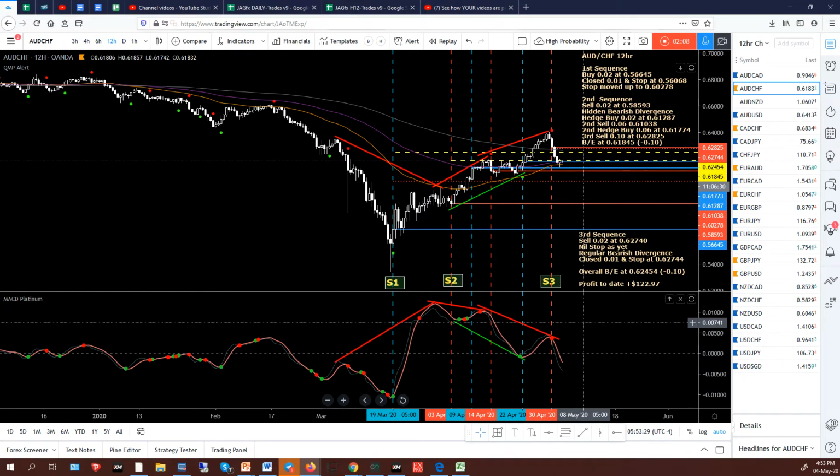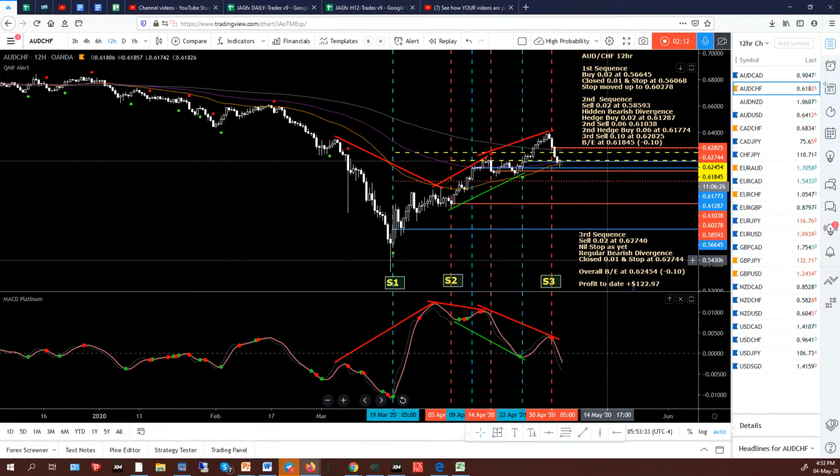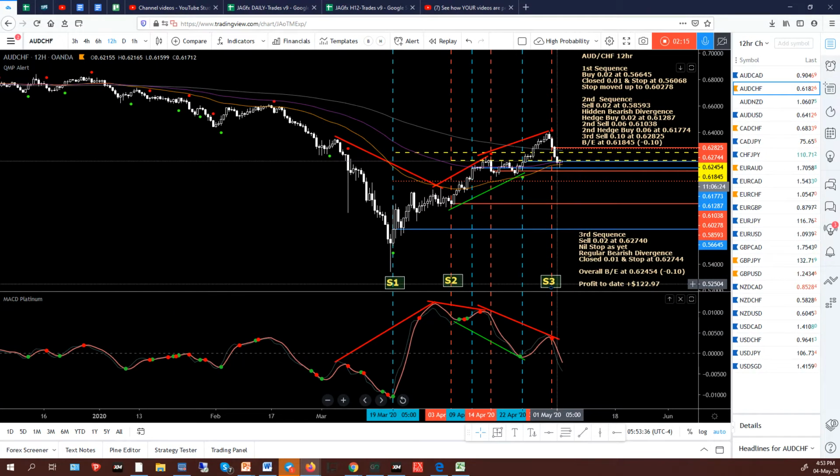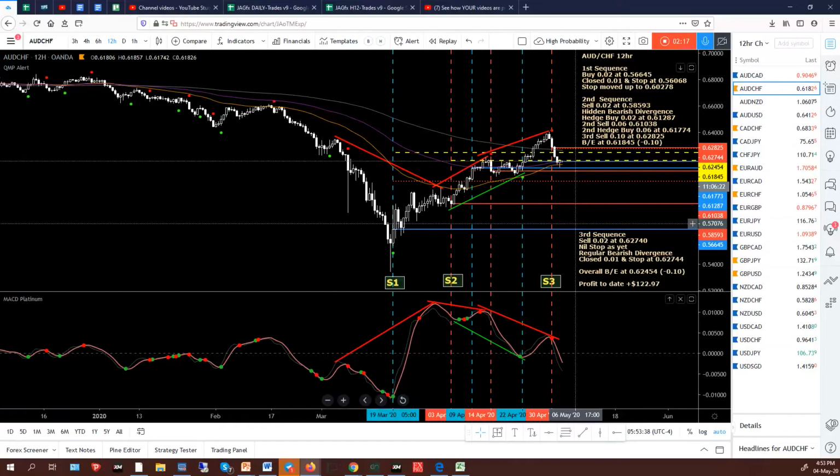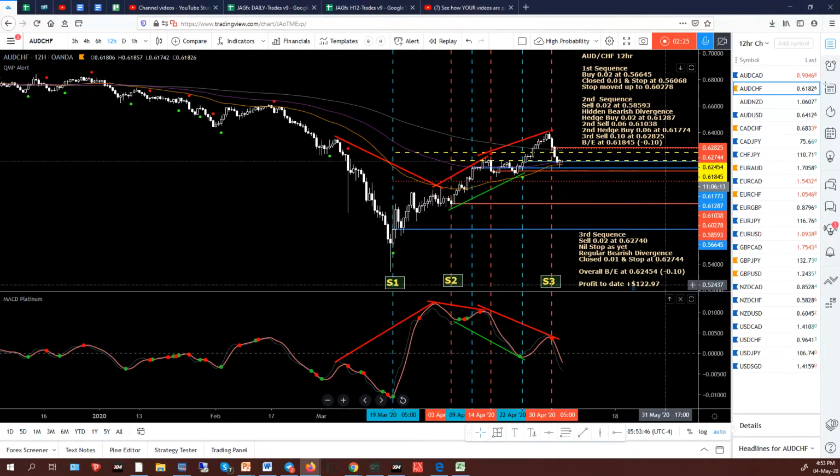So let's have a look. Aussie Swiss, what do I do? So sequence 3, which is here, I'm going to sell. I've closed one, put a stop in place below my entry level, and that gave me $15.01 profit, which has been added to the total down here.